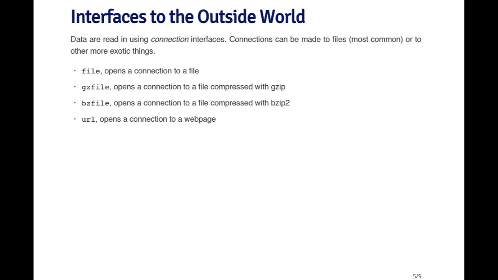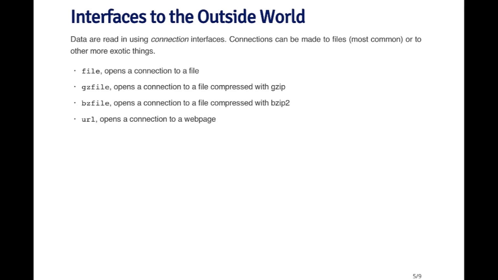So there are a variety of ways that you can interface between R and the outside world. Generally speaking, there are functions that are used to open up what are called connections to the outside world. Usually, the most common type of connection is to a file. For example, if you want to read a file, then you can create a file connection. You might want to, for example, read a compressed file. That's a slight variation on that.